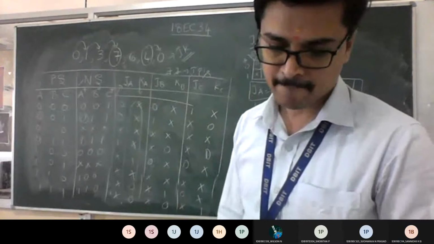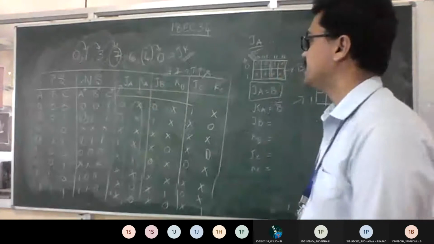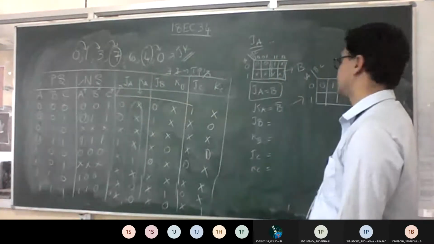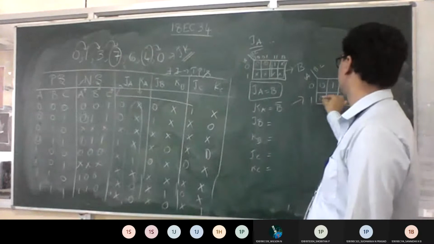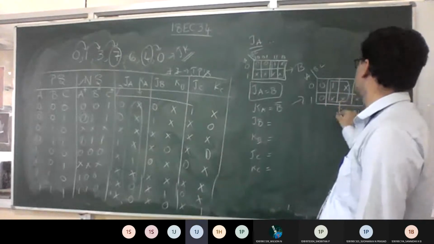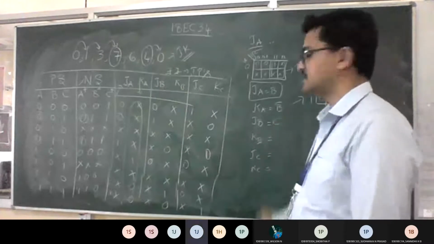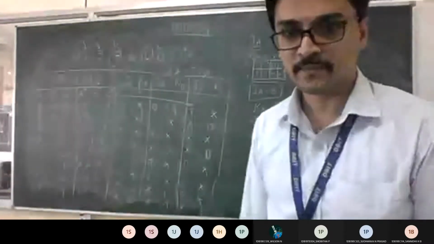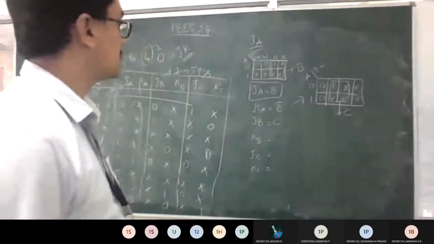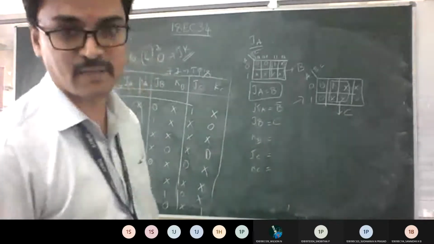Next, JB. So JB sequence 0, 1, X, X, again 0, triple X. So I think this is your number of ones. So from this you are going to get 1. I think it's C. C, sir. C, right? Okay, good. So go ahead, next. Same way, let me get the answer of KB also.